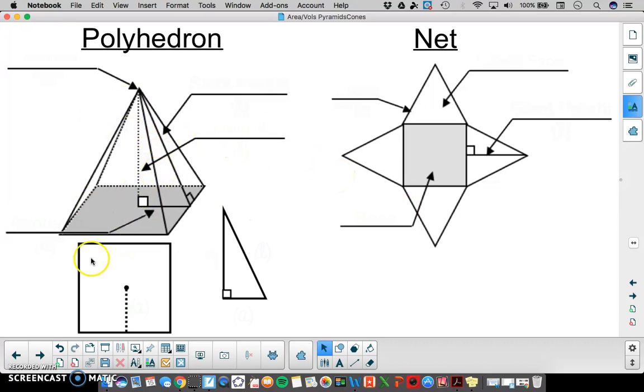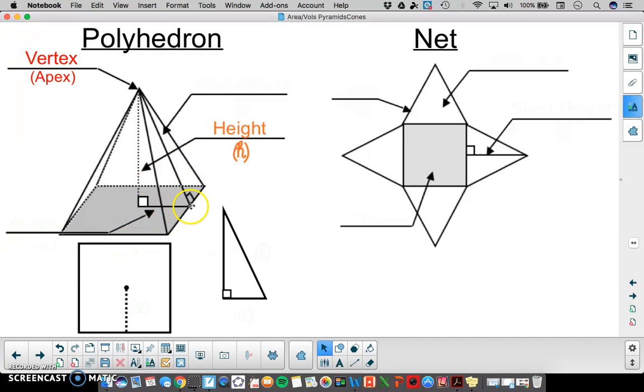So in the polyhedron version of the pyramid, remember the top point is called the apex or the vertex of the pyramid. From the vertex straight down to the center of the base is the height. Notice we cannot see that height from the net version. We would have to go from the center of the base straight outward, and we can't do that. So we don't see the height on this one over here.